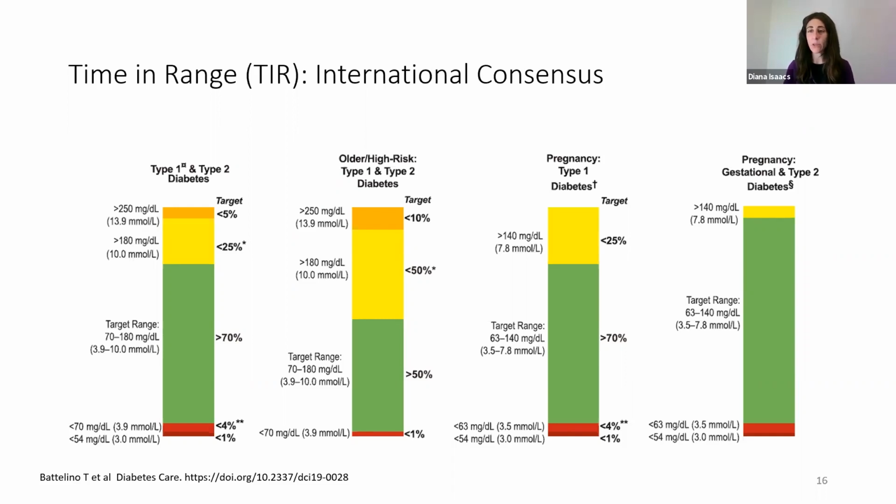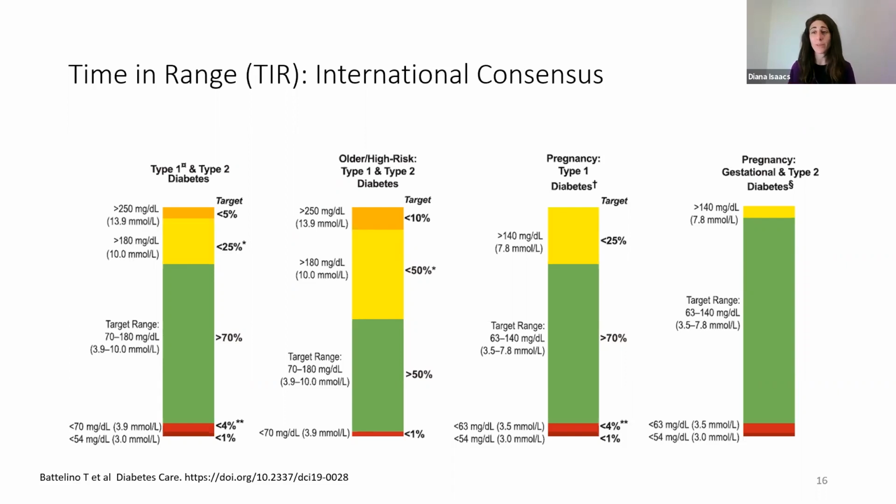Now, I find that some of the reports don't let you go to exactly 63. So what I'll do is I'll make it 60 to 140. But it is important that you change the target range in pregnancy, because you don't want to be looking at the 70 to 180 when it's really important in pregnancy to be within that range of 63 to 140.